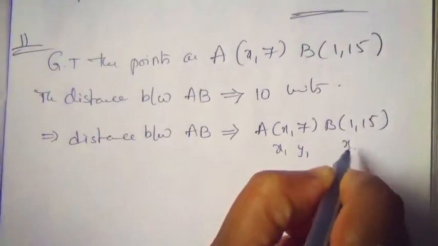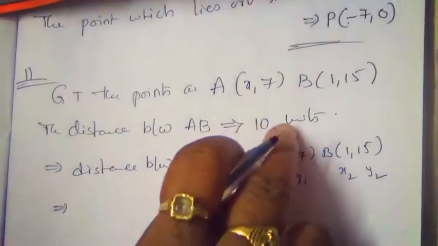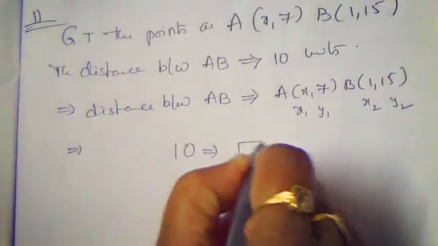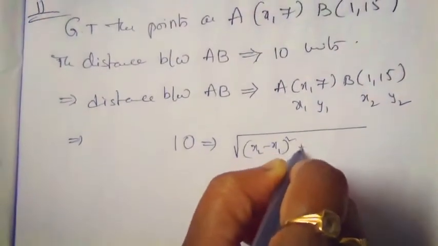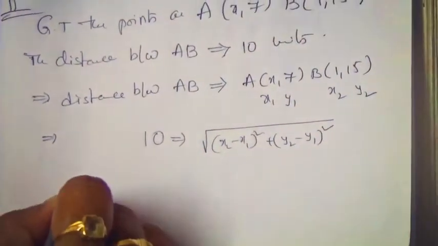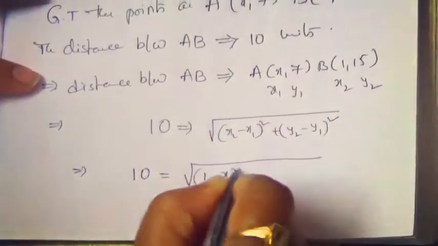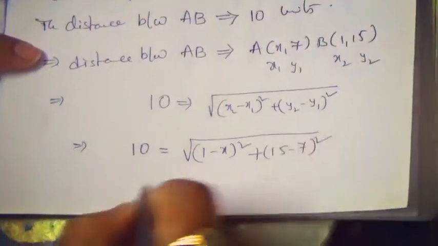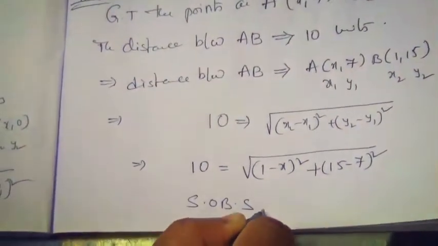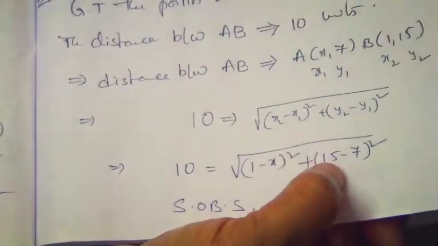Let us take these values as usual, x1 y1 x2 y2. What is the distance between AB? Already it was given, right? 10. That implies what is the formula of this? Square root of (x2 minus x1) whole square plus (y2 minus y1) whole square. That implies 10 is equal to square root of (1 minus x) whole square plus (15 minus 7) whole square. Squaring on both sides. What will you get? 10 square is equal to (1 minus x) whole square plus 15 minus 7, 8 square, whole square. Squaring on both sides, that's why.